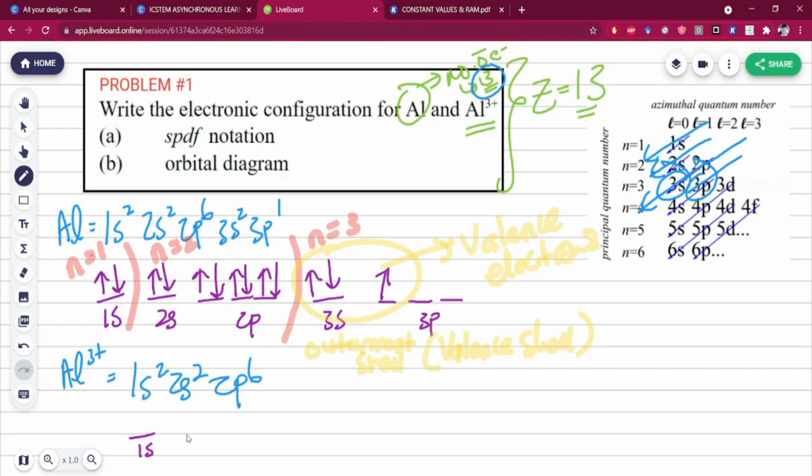Okay, so you're going to have some space here, 2s, and some space. Now it's quite close for the 2p, so you have 2p. So this is the electronic configuration for aluminium 3+.